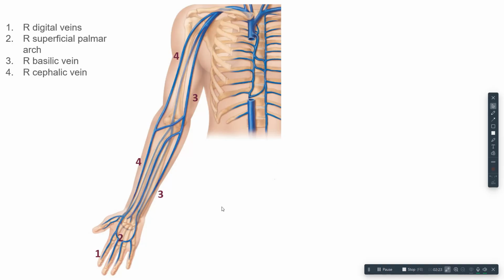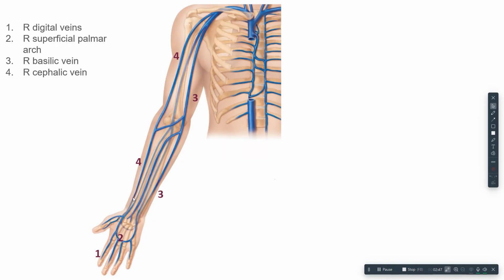Okay? So, I want to start in the fingers. In the fingers, I got digital veins. Digital veins are going to combine to give me this superficial palmar arch here. The superficial palmar arch is going to then give rise to two superficial veins. One on the outside, number 4 here. One on the inside, number 3 here.